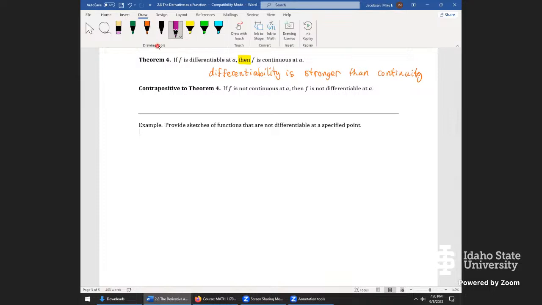Then, if you have a theorem that is if something, then something else, if differentiable, then continuous, you can turn that theorem around. We always call it the contrapositive. And the way the contrapositive works is take the conclusion and negate it. If your function is not continuous at A, well, go to your hypothesis here and negate it. That's your new conclusion. F cannot be differentiable.